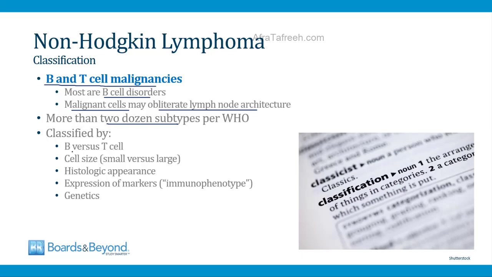There are more than 24 subtypes according to the WHO, and they're classified based on a number of features. One way is as B cell versus T cell, and this is often done using those surface antigens we just talked about. They're also classified based on the cell size of the malignant cells, whether they're small or large, and then also on the histologic appearance, the expression of certain markers. This is called the immunophenotype of the malignant cells, and finally based on genetics.